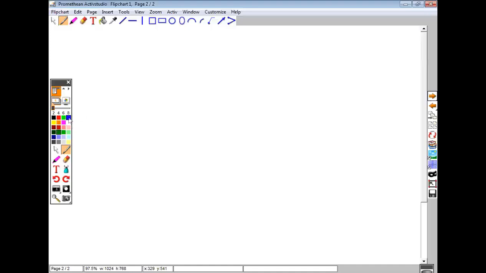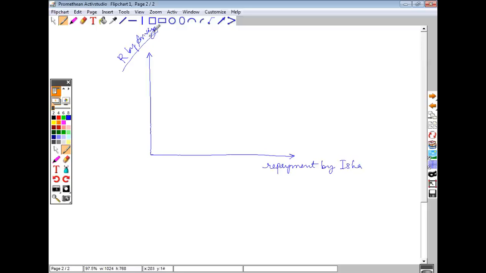Okay, so let me just plot something. I'm going to plot on the x-axis the repayment by Isha, and on the y-axis I'm going to plot the repayment by Anvaya. Okay, so this is my x-axis and this is my y-axis. So now what Mihir will have to be concerned about is the case where both of these guys do not pay him the money back, because that will be the worrisome case for him.